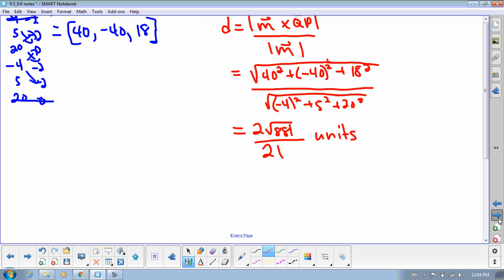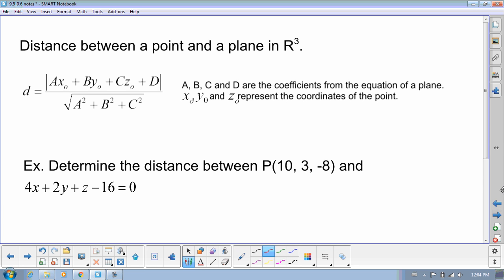Okay. All right, so now the distance between a point and a plane in R3. This formula looks a lot like the distance between a line and a point in R2. However, in 3D, whenever we have a scalar equation, it represents a plane. So once again, the A, the B, the C, the D, those are the coefficients in the scalar equation. And then X naught, Y naught, Z naught, those represent the point. So here's a standard question.